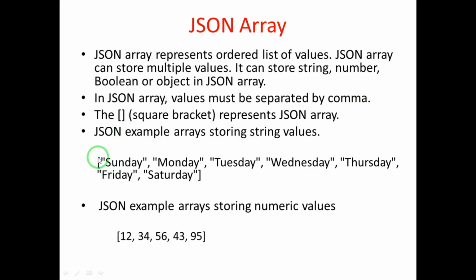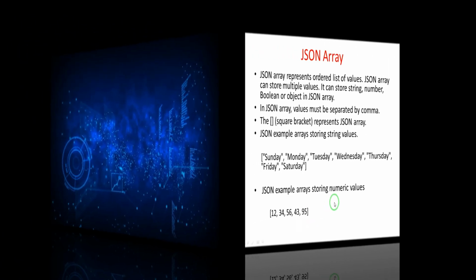Let's take an example. We start with a square bracket and end with a square bracket here. Between these square brackets we have certain values, and each and every value is separated by a comma. Here we have days of the week, Sunday, Monday, Tuesday, all strings. Second example, storing numbers in an array: 12, 34, 56. This array starts with a square bracket and ends with a square bracket, and has values of numeric type. So that is all about arrays and objects in JSON.